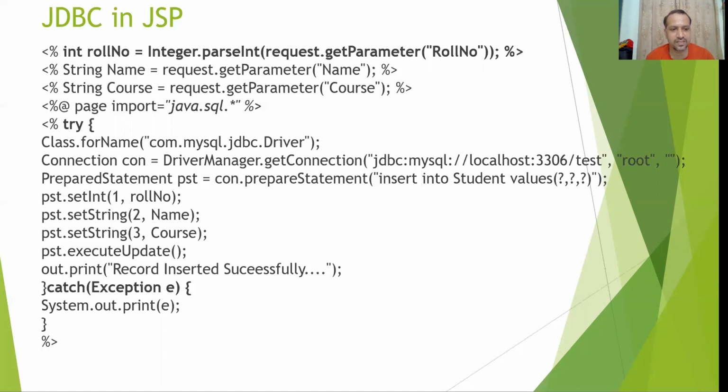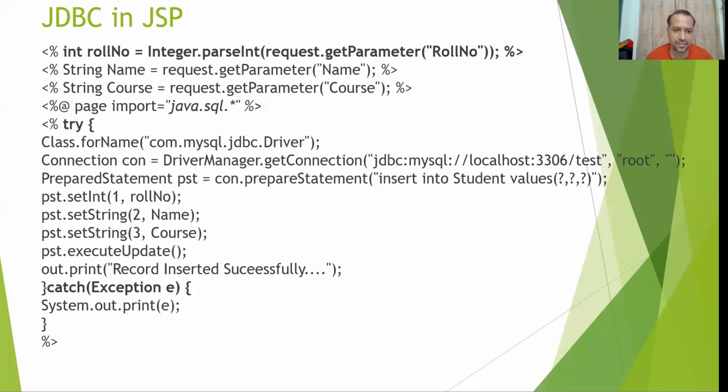Now here, pst.setInt(1, rollNumber). Roll number is one of the fields that I have fetched, which contains the value given from the form field roll number. The same is going to happen with name, and the same with course. Now I am going to update my table. So here out.print, and pst.executeUpdate means my table is going to update. So I have mentioned pst.executeUpdate.